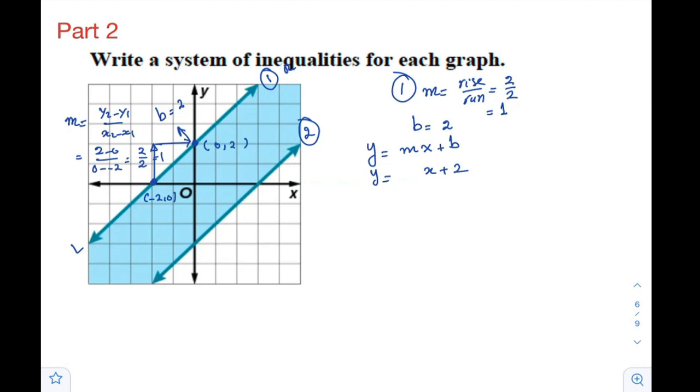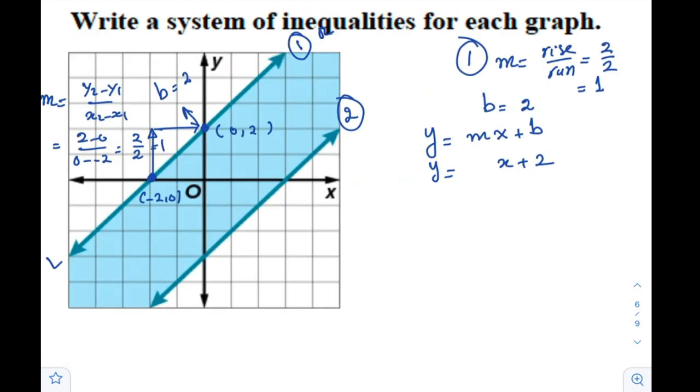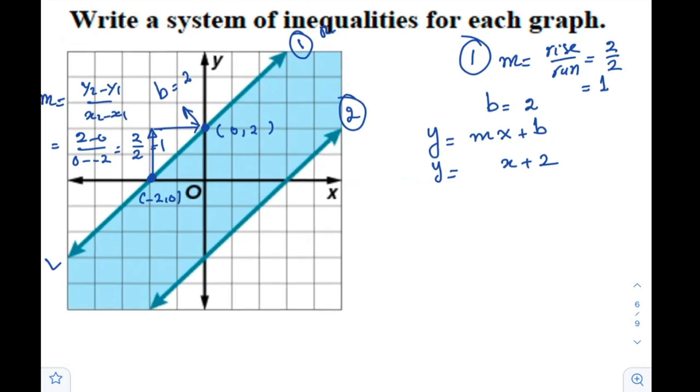Now we have to make sure that it's a solid line. So we have an equal sign in the inequality, and the shading, as you see, is below the line. Since it's below the line, then the inequality will be y less than or equal to for the solid line. So this is inequality number 1.